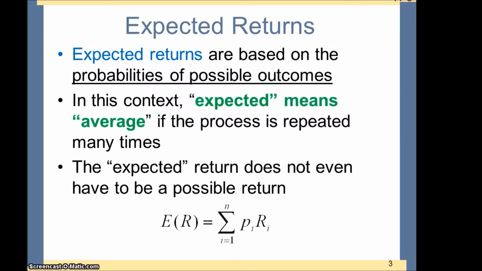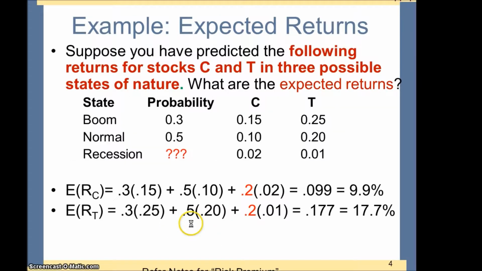Now, what is expected returns? Expected return in finance means average return. To calculate average return, you have this formula. You must have probability and individual return. Then when you have probability and individual returns, multiply each other and add this all up. So you get the expected return.